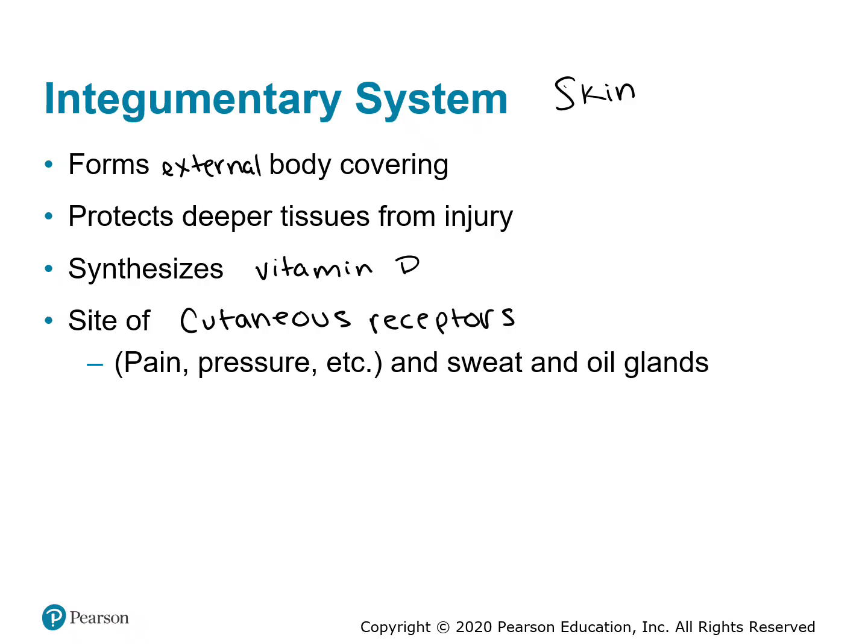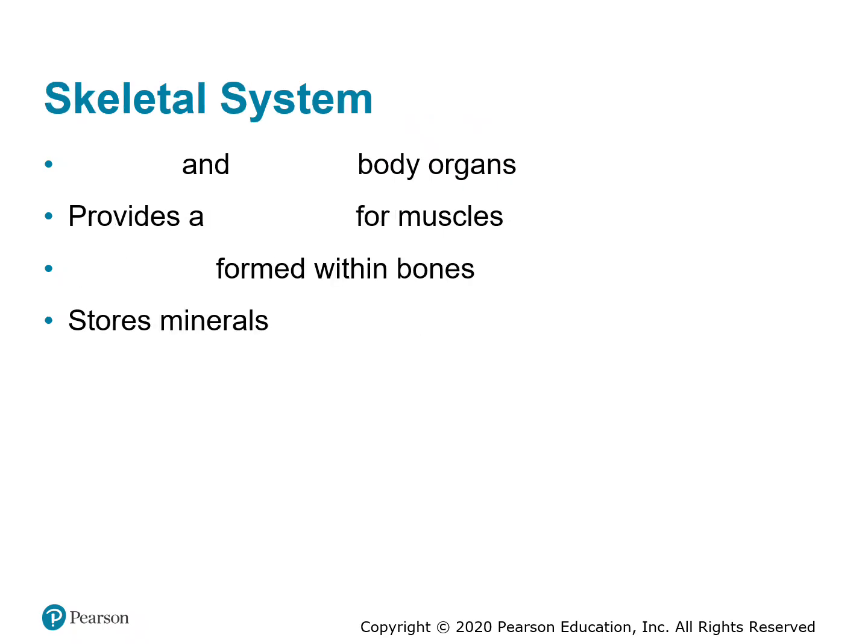Okay? Cutaneous means kind of on the surface of. You've heard of your subcutaneous layer or your subcutaneous tissue, stuff like that. That's just below your skin. Cutaneous is just kind of right on top of your skin. So those are going to be sensors like pain, pressure, temperature, all kinds of stuff, right? And then you also find your oil and sweat glands there as well. Okay. So that is your skin system, integumentary system.